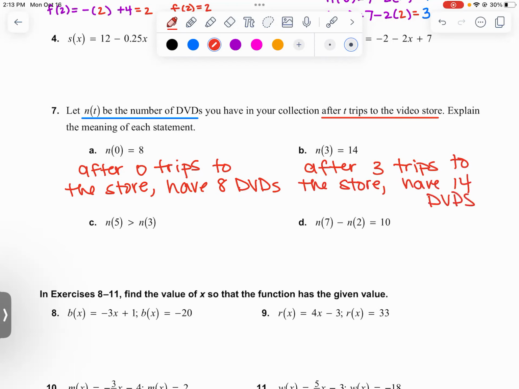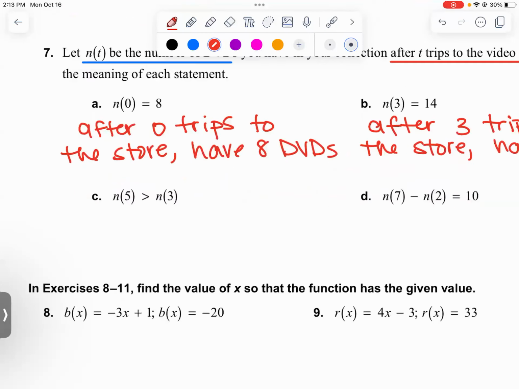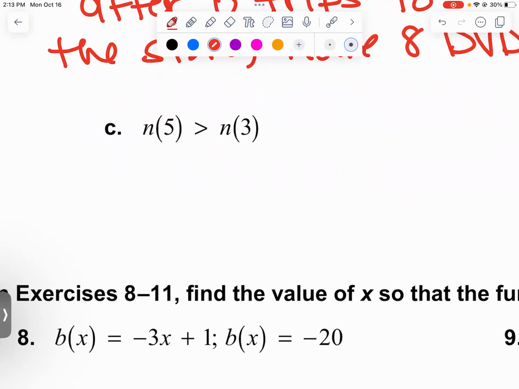Yeah. Very good. Okay. Allison, what does C mean? She said if you take 5 trips, you're going to have more DVDs than when you've taken 3 trips. Does that sound good? That sounds pretty good to me.